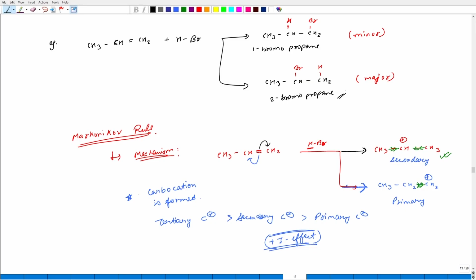We got 2-bromopropane as the major product. What if we need to prepare 1-bromopropane as the major product using the same alkene and addition of hydrogen bromide? Is there any procedure, any method by which we can synthesize 1-bromopropane as a major product? That we will discuss in the next class. Thank you.